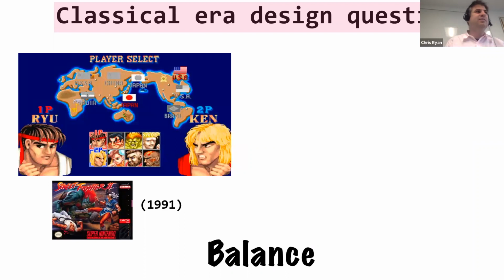Another classical era design question is what's typically called balance in the industry. The game on the left here is Street Fighter 2, a classic game. This game is still played in competitions to this day. As you can see, there are 8 characters that the players can select from, and they play 1 versus 1. You choose a character, somebody else chooses a character, and we fight each other.